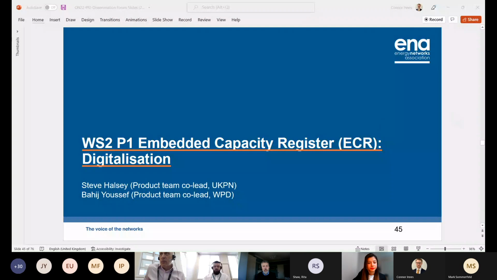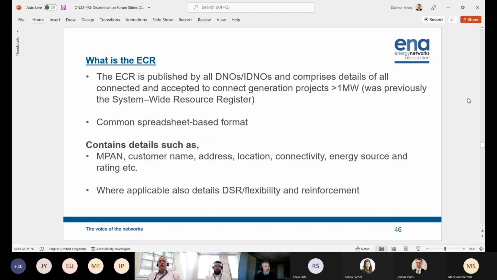Hi. Yeah, good morning. Yes, it definitely is morning. I'm Steve Halsey, co-lead from UK Power Networks. I've had the pleasure of working on the Open Networks project for about 4 or 5 years now. Previously delivered a number of products and now working on the embedded capacity register in the old-fashioned form that Jim mentioned, the spreadsheet form, which is no longer going to be sustainable as we look to lower that threshold. But Bahija, did you want to quickly introduce yourself?